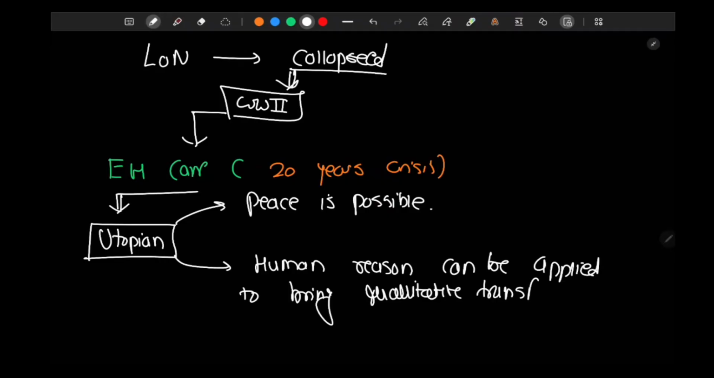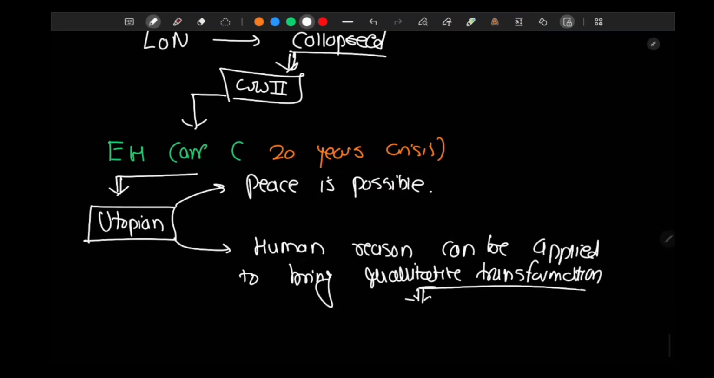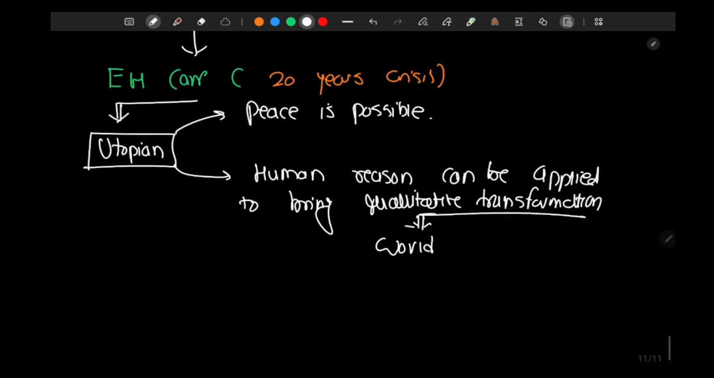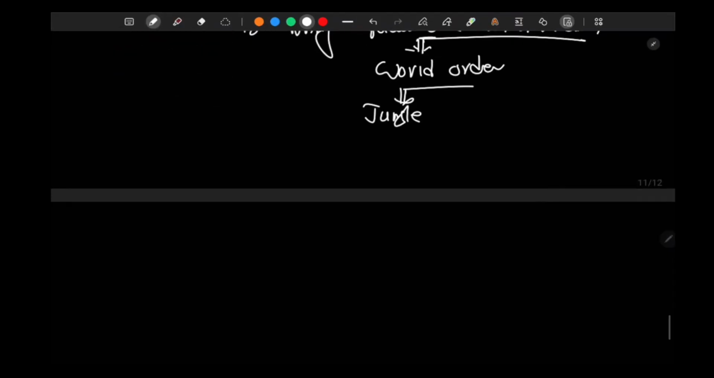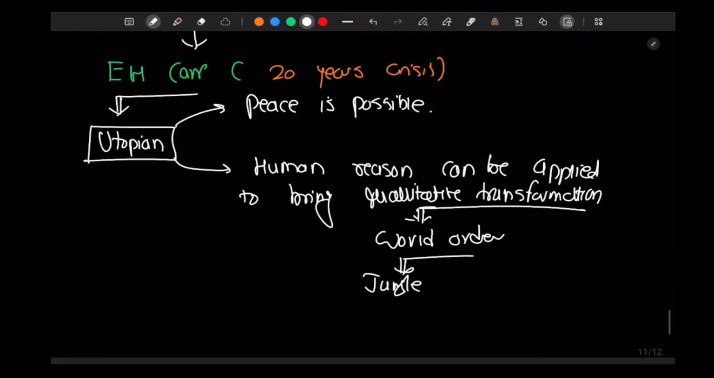Qualitative transformation with respect to what? With respect to world order. World order, which was earlier a jungle, and Wilson says he is going to turn it into a zoo. E. H. Carr says that it was a jungle, it will continue to be a jungle. Human reason cannot bring qualitative transformation in world order. World order is going to be a jungle as it is.